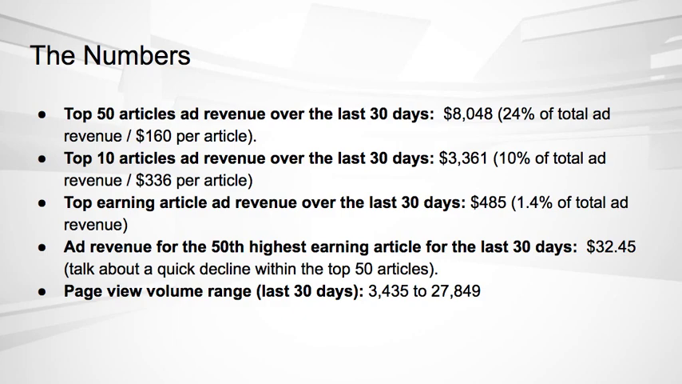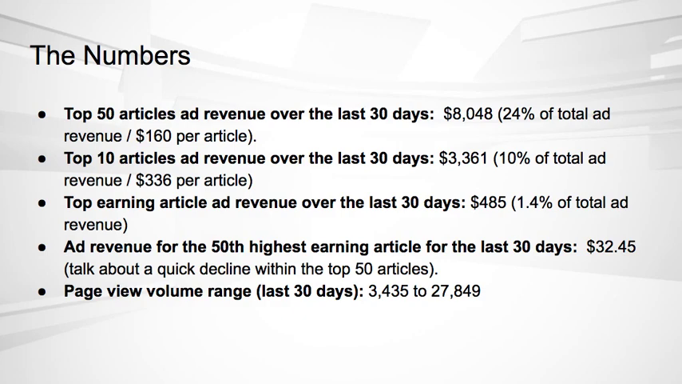The ad revenue, and this is to highlight a contrast, the ad revenue for the 50th highest earning article for the last 30 days is $32.45. All right, that's a big decline, right? From the best earning article down to the 50th best earning article was from $485 to $32. That's a big range, right? And it skews down from there, but that's per month, so that's still a successful article.